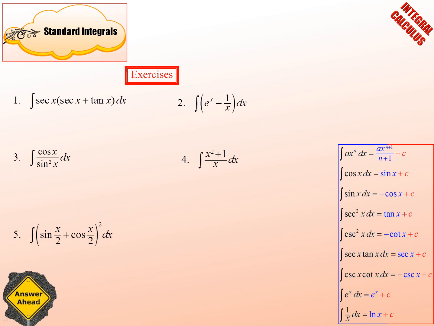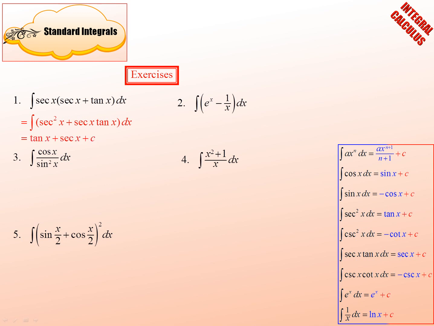In number 1, multiply out the bracket first, and we have two standard integrals, giving you tan x plus sec x plus c. In number 2, we have standard integrals, e to the x and 1 over x, so it goes straight to the integral.